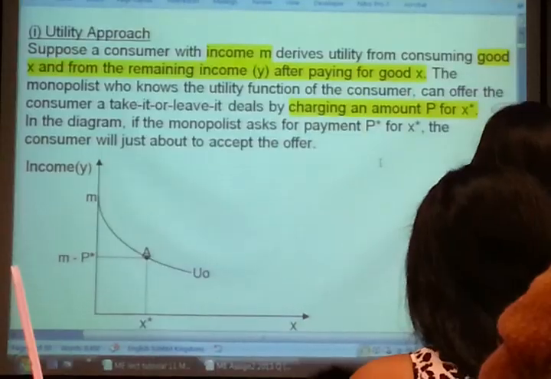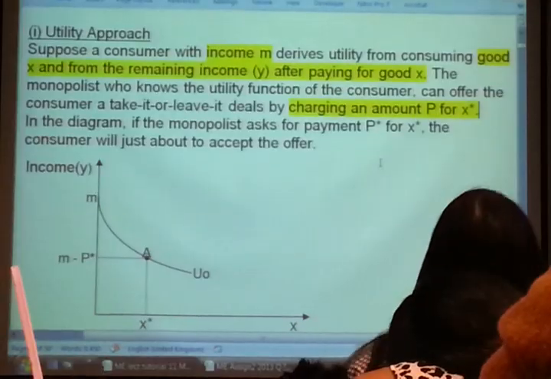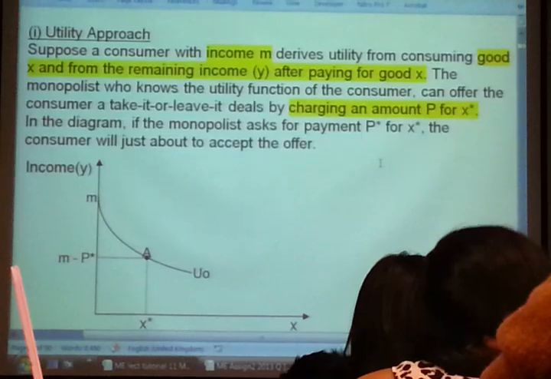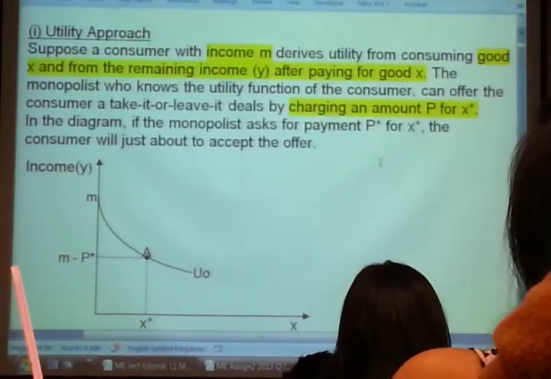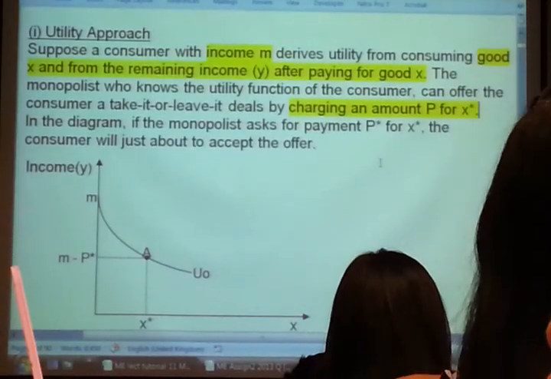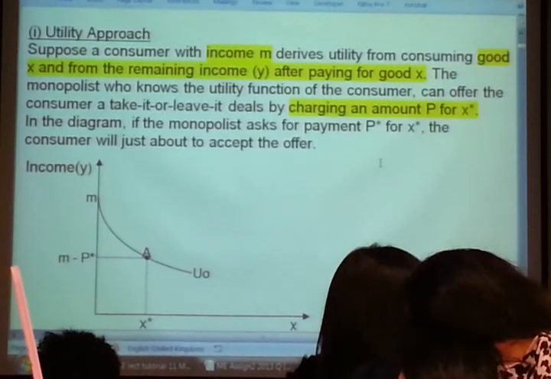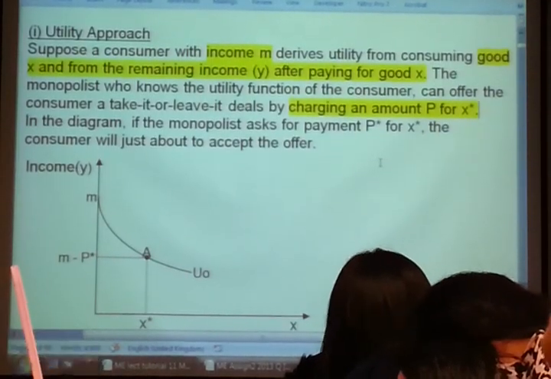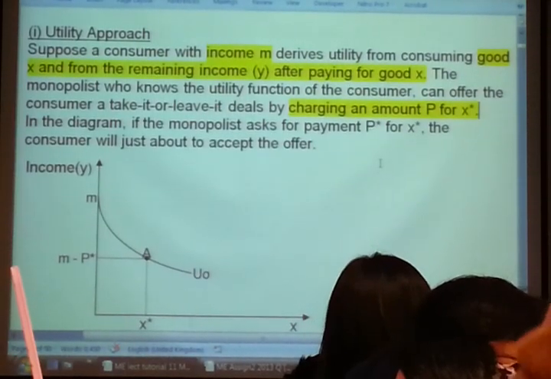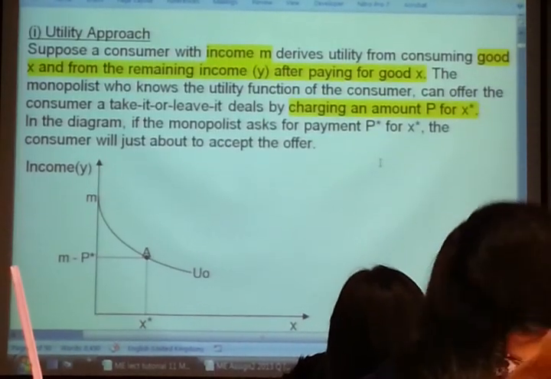So in this sense, this is not the price anymore. If the monopolist sells this person X star, 100 units of X, for P, what is this P called? Total revenue. Understand? This P is total revenue. You should not take P times Q anymore. Total revenue, a lump sum: $100 for 100 units of X. So therefore this P is a lump sum payment.